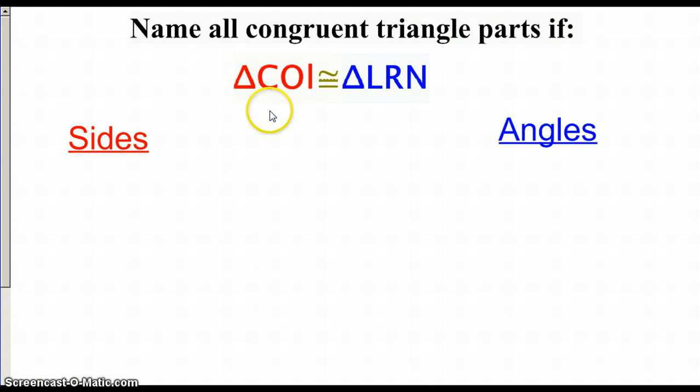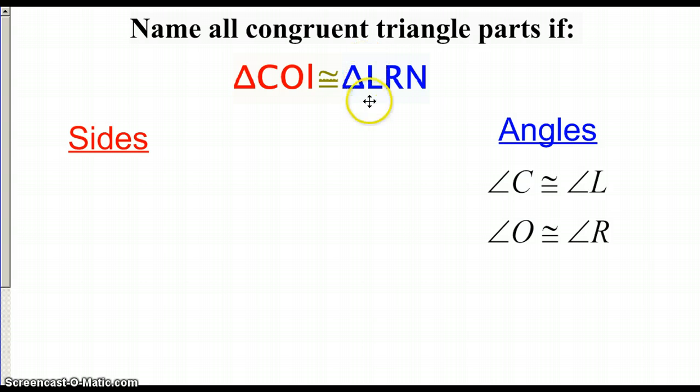If I give you triangle COI congruent to triangle LRN, then when it comes to angles, you better realize that angle C is congruent to angle L, and that angle O is congruent to R. The letters match up. And that angle I is congruent to angle N. If I was going to name the sides of the triangle, I would have CO, OI, and CI. So if I start with CO, it's congruent to what?